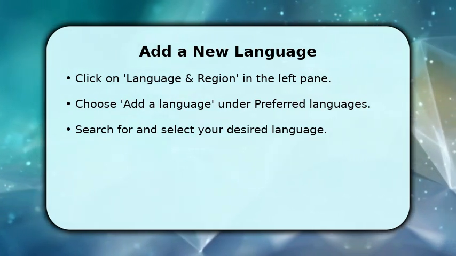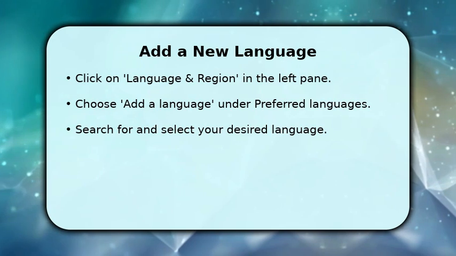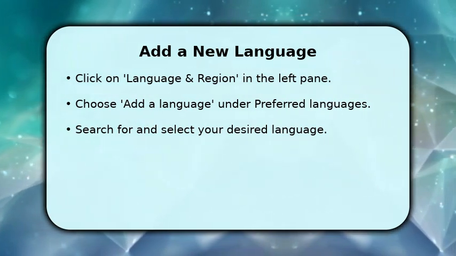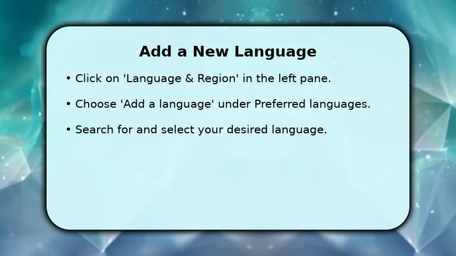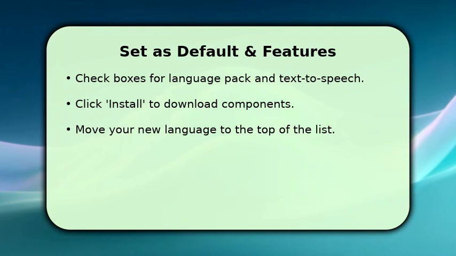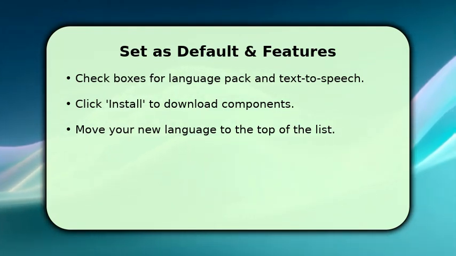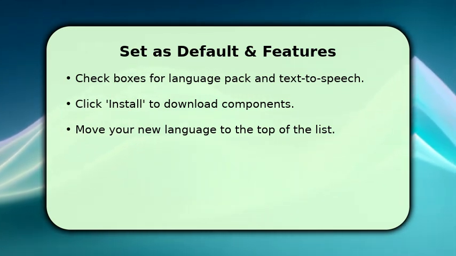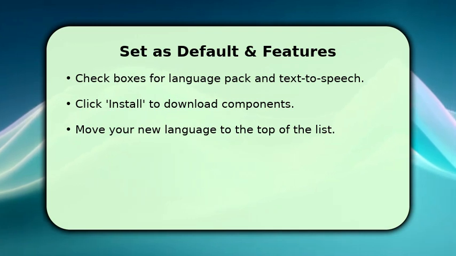Click this, and a new window will appear, allowing you to search for your preferred language. Once you've found it, select it and then click Next to move forward with the installation process. Before installing, you'll see options to include a language pack, text-to-speech, and handwriting support. Select the features you need, then click Install to download the necessary components.